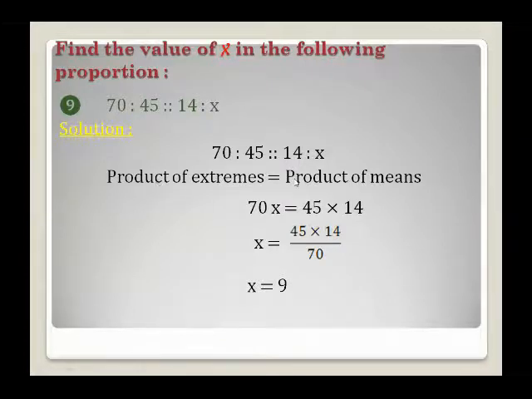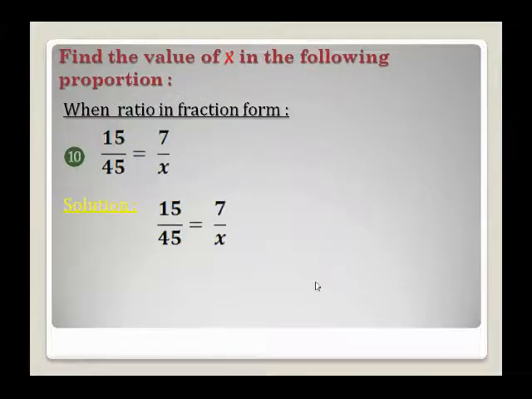Now the product of extremes is equal to product of means. The extremes give 70x is equal to 45 multiplied by 14. Now x is equal to 45 multiplied by 14 divided by 70, and x is equal to 9. This is the final answer.